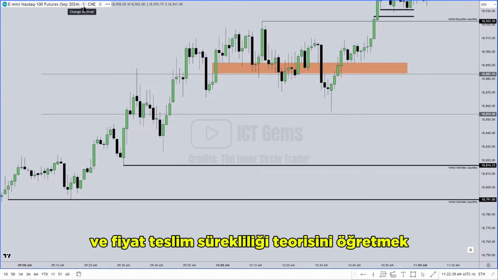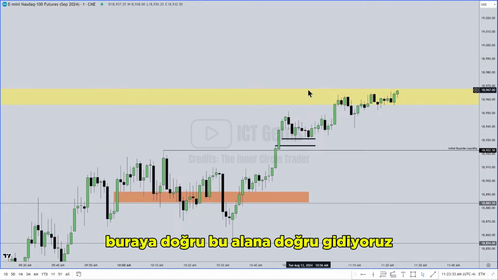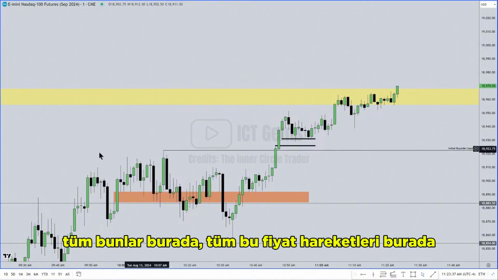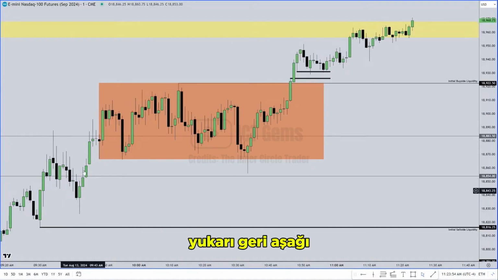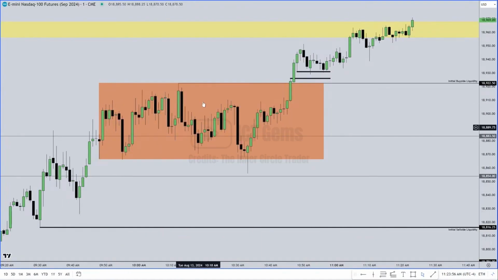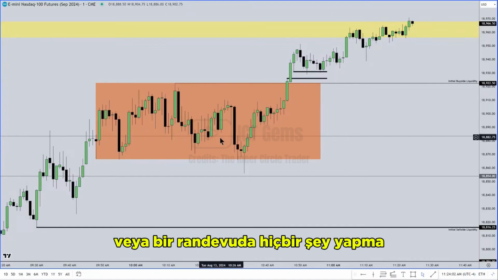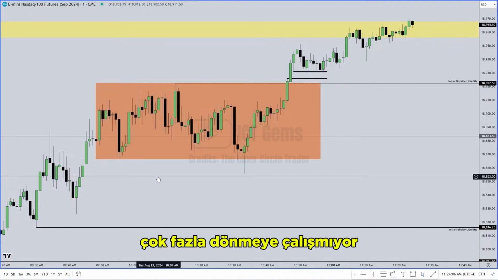Then I could drop down to a 15-second chart and teach on the price delivery continuum theory. But why did I talk about this staying open before going up into this area here? Because we've traded above the consolidation, all of this price action here. We've traded higher since 9:30 here, up, back down, trade higher, consolidating, okay? I don't like these kind of days, and I would rather wait for more information or do nothing, because on a day like that, price is small and compressed.